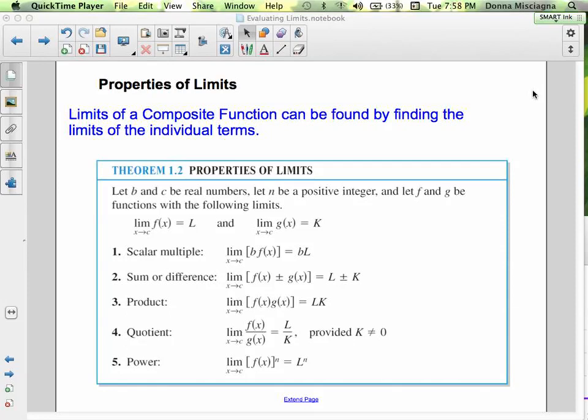Welcome back. So let's look at limits of composite functions. So limits of a composite function can be found by finding the limits of the individual terms.